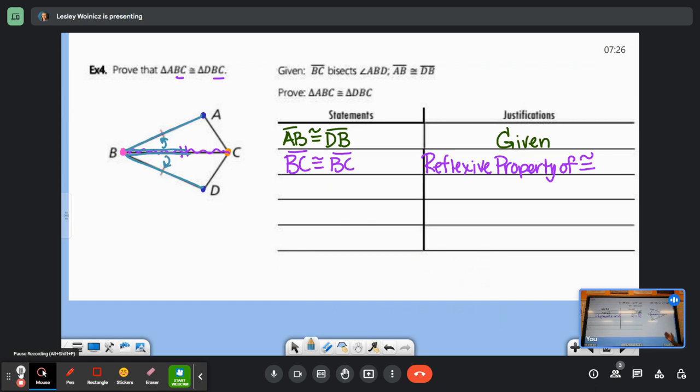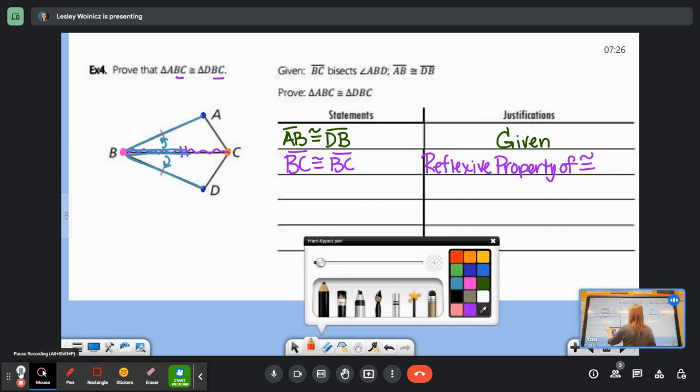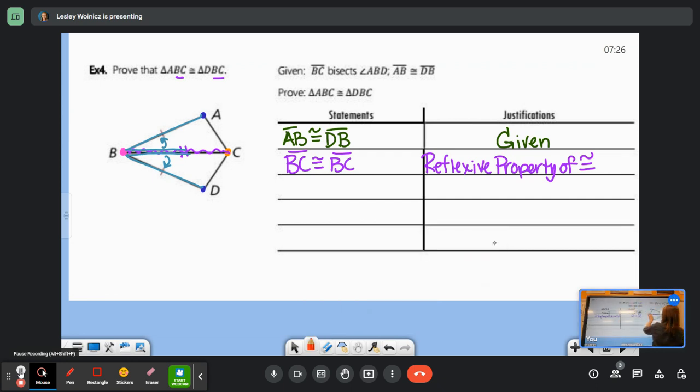Now, this is where my bisector comes in. I was given some precious information. I know that BC bisects angle ABD. Let me write that down. BC bisects angle ABD. That was given.